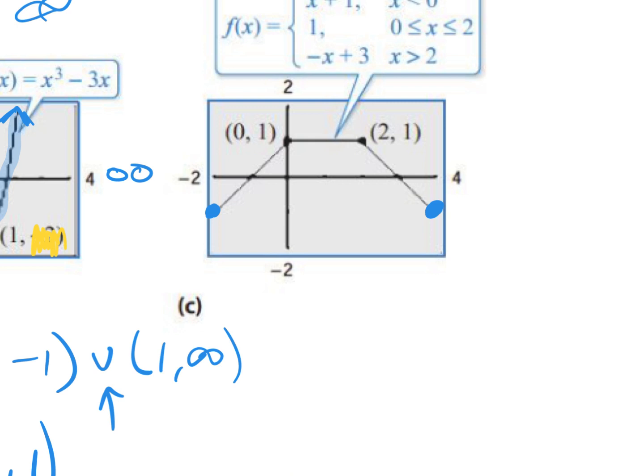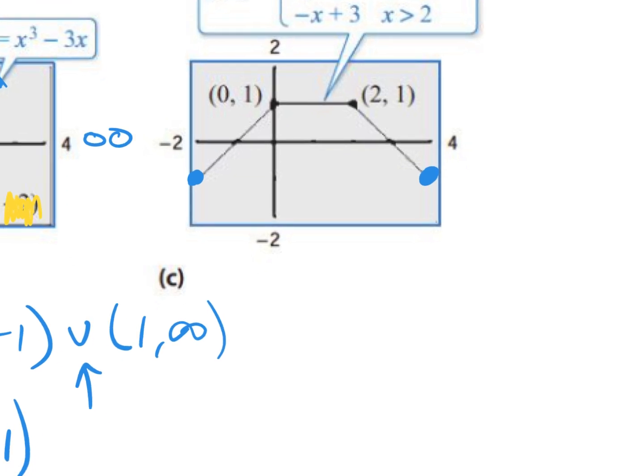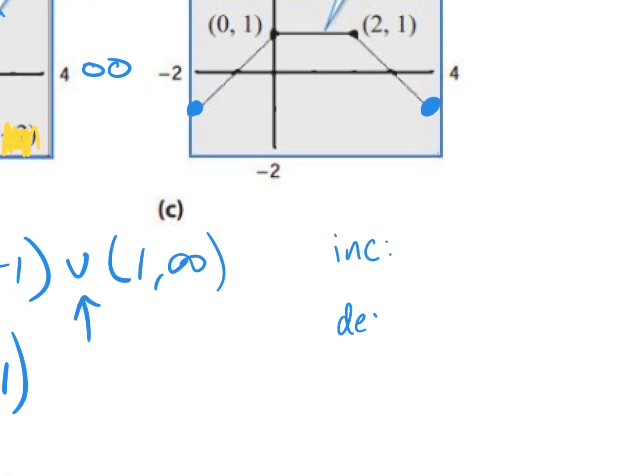Now, going to this graph, this one's much easier. Why is this much easier? No. Never, never, never brackets on increase, decrease, constant. Why is C easier? Because it has endpoints. You can say, okay, it starts here, it stops here. What do we notice about this graph? It's got it all. It's got increase, it's got decrease, it's got constant. Good. Kind of look at stuff before you.